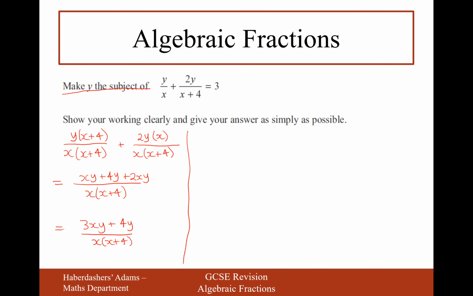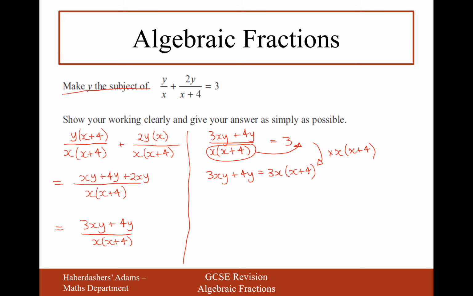Okay, so now this fraction here, 3xy plus 4y, is going to divide by x plus 4 to make 3. The first thing I'm going to do is move all the denominator onto the right hand side by multiplying by it. So I'm going to multiply by x plus 4. So it's therefore going to give me 3xy plus 4y equals 3x plus 4. So that's moving this denominator onto the right hand side.